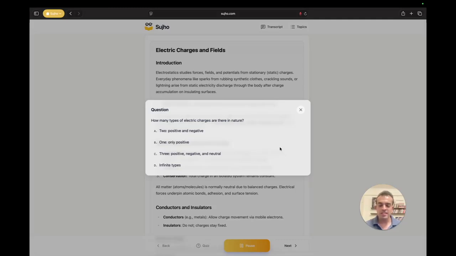I think that means it's A, right? Because protons are positive and electrons are negative.